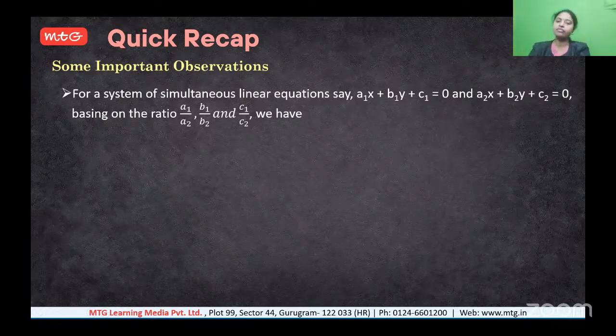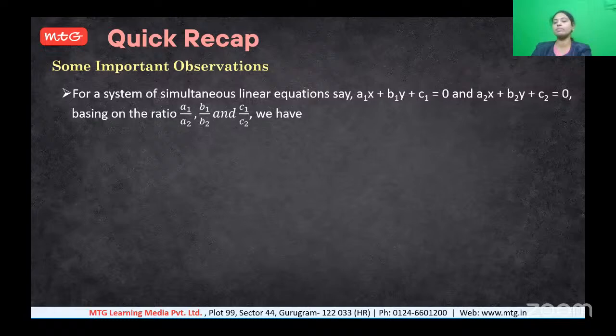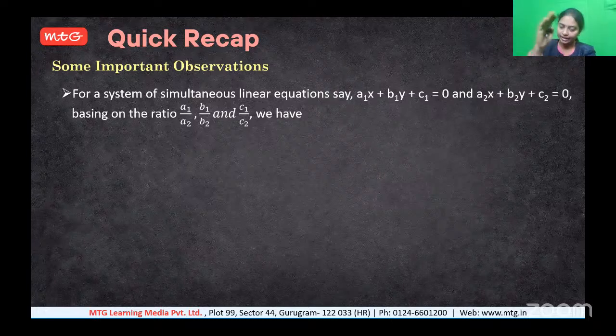Now, first and foremost, what you are supposed to do is find the ratio of the respective coefficients: a1 by a2, b1 by b2, c1 by c2. Respective coefficients, ratio you should find out. After finding the ratio, again here you get three possibilities. Why? We have three chances of lines being related to each other. How? Intersecting lines, parallel lines, coinciding lines.